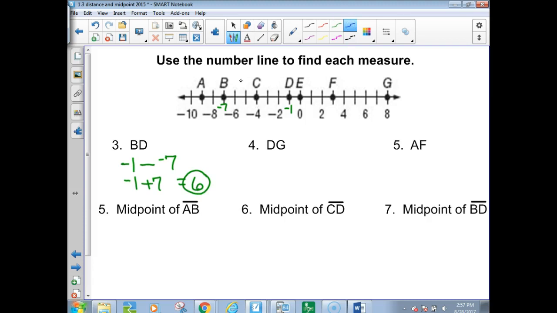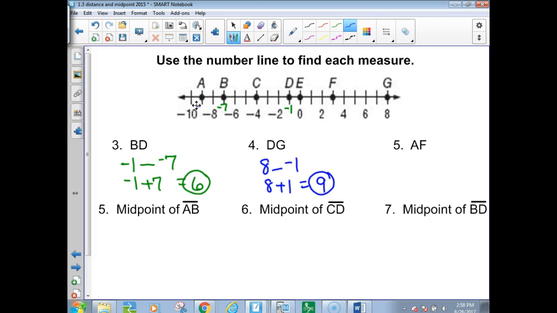All right, so from B to D, you could go and check if that made sense. 1, 2, 3, 4, 5, 6. And yes, that is the correct solution. If you don't have a number line, you can't do that. D to G, D is at -1, G is at 8. So since G is on the right-hand side, I'm going to start with the 8. I'm going to subtract D from it, which is at -1. 8 minus -1 becomes 8 plus 1, which is 9. So the distance from D to G should be 9 spaces, and you could count it off to double check.